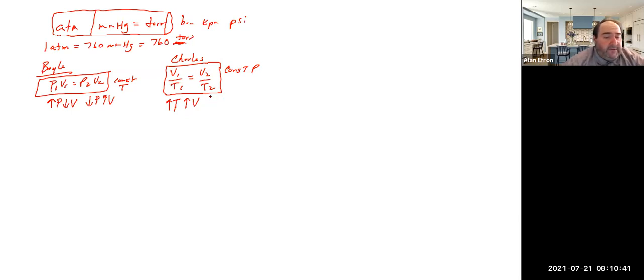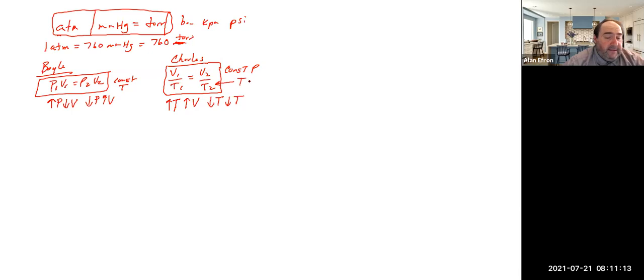The opposite is true. If we decrease the temperature, everybody's flying around slower, which, if nothing else occurred, would lead to a lower pressure. So in order to keep the pressure constant, we drop down the volume. That allows the rate of collisions to be maintained and keeps the pressure constant. So as one goes up, the other goes up, and as one goes down, the other goes down.